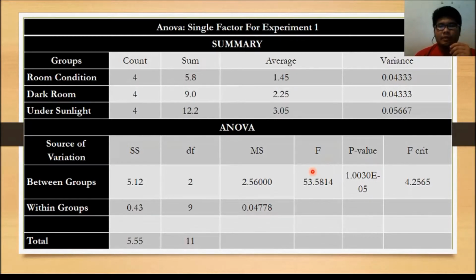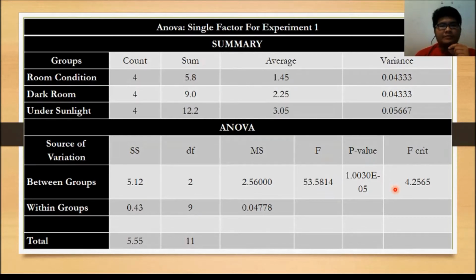From here, we need to find the F critical from the table that has the degree of freedom between groups and degree of freedom within groups. And we got the F critical. We can deduce that if the ratio is bigger than the F critical, the null hypothesis is rejected.